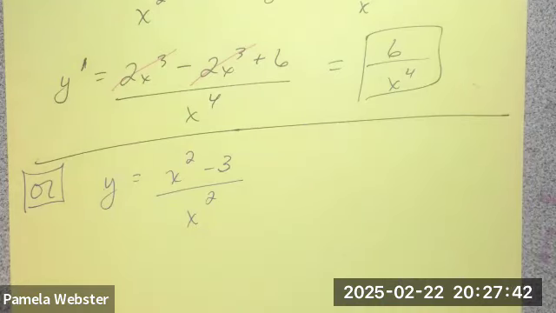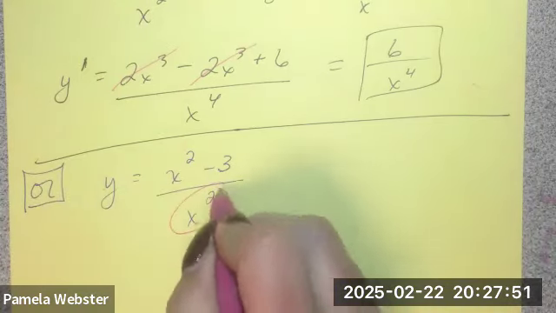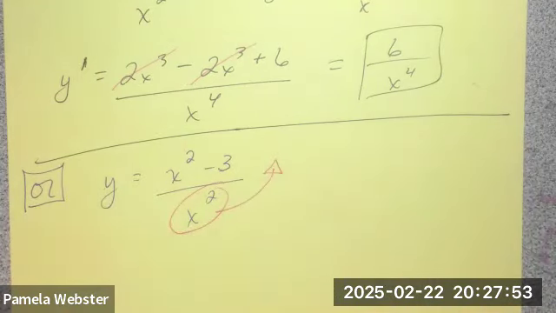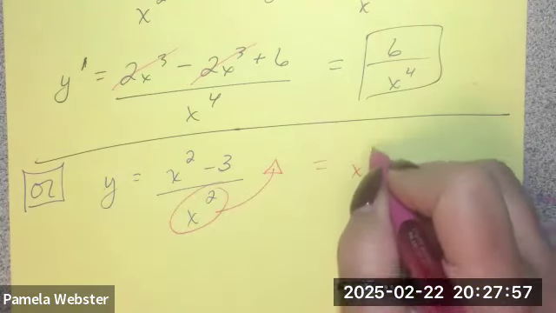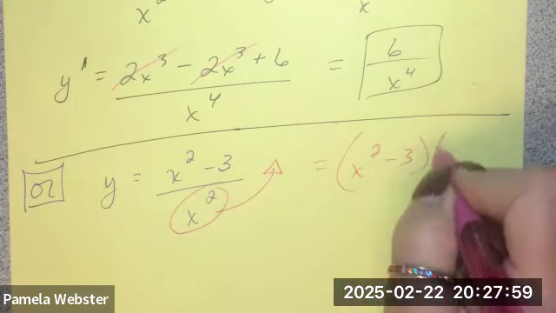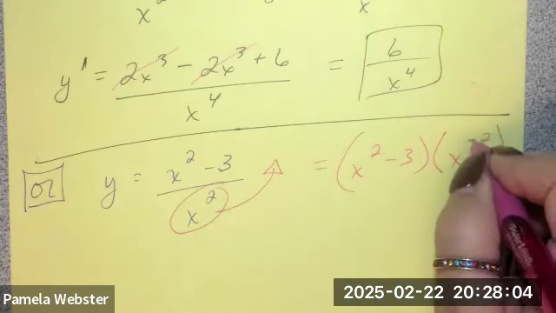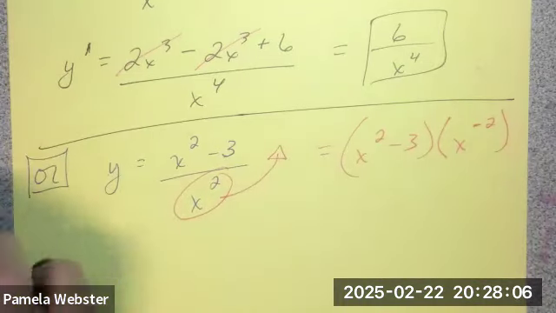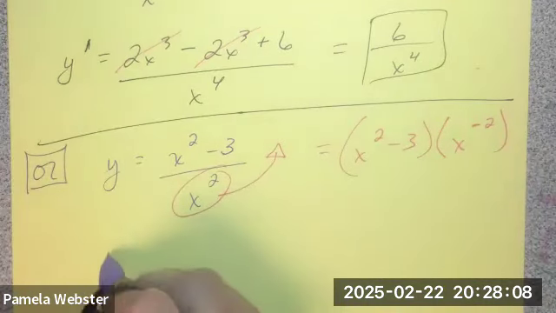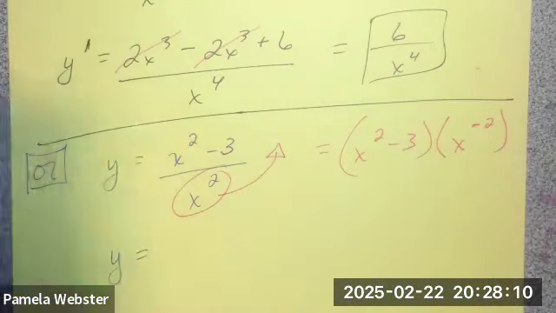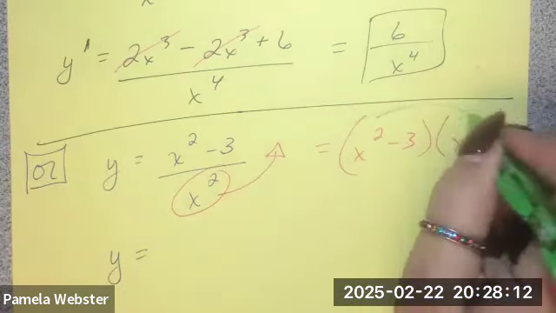So one of the ways that I can deal with this is I can do what we did when we were dealing with the shortcuts and move this guy to the top. When I do that, I'm just rewriting for right now. X squared minus 3 times this exponent becomes a negative 2, right? And then I can say, oh, I can multiply that through. Again, I'm still rewriting. I'm just distributing here, right?